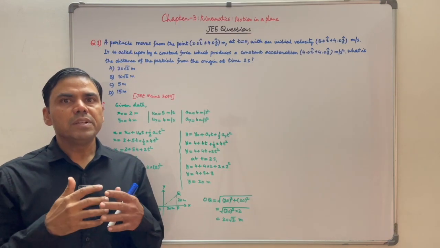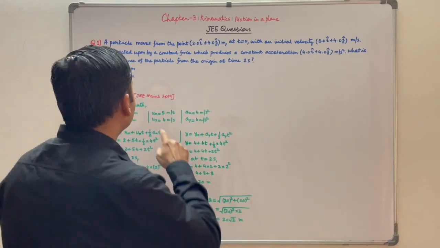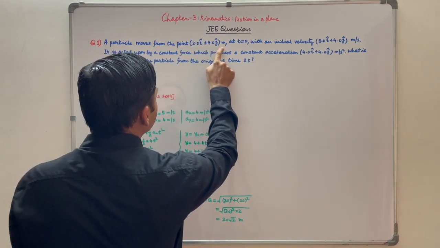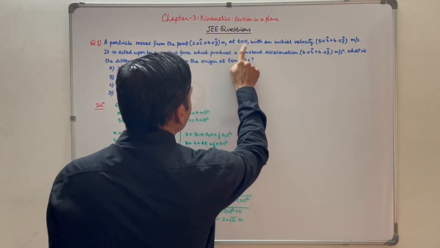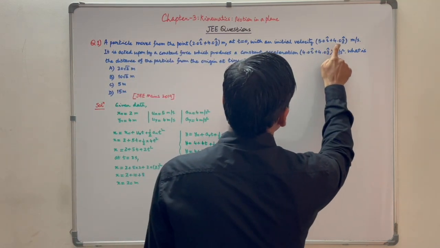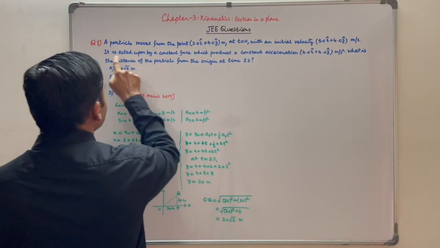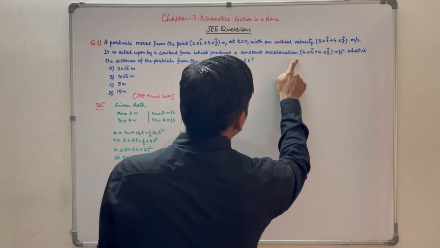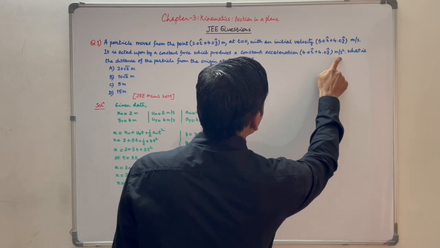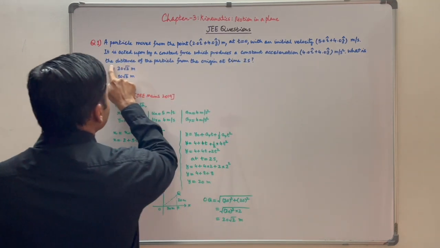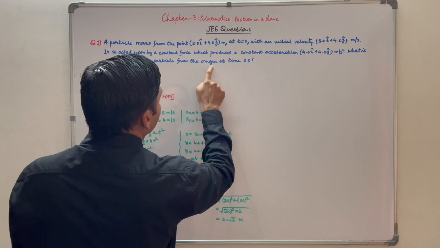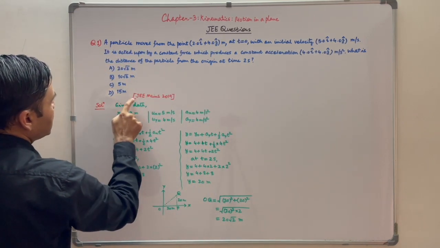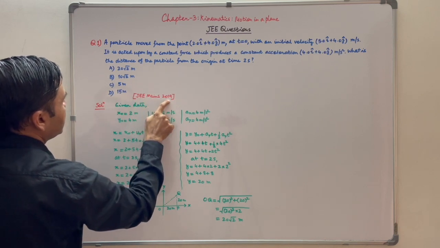Now let us see previous year's JEE questions. First question: a particle moves from the point 2i plus 4j meter at t equal to 0 with an initial velocity 5i plus 4j meter per second. It is acted upon by a constant force which produces a constant acceleration 4i plus 4j meter per second square. What is the distance of the particle from the origin at time 2 seconds? These are the options given. This question appeared in JEE Mains 2019.